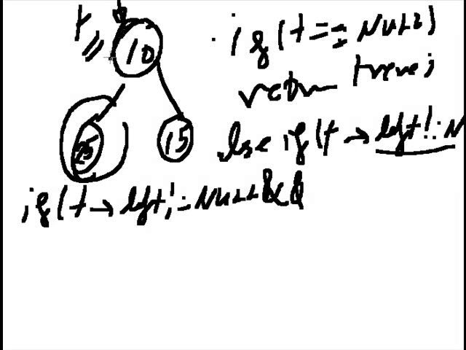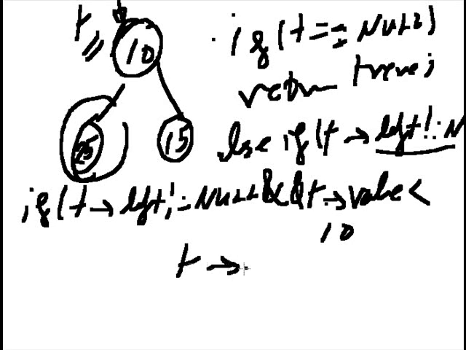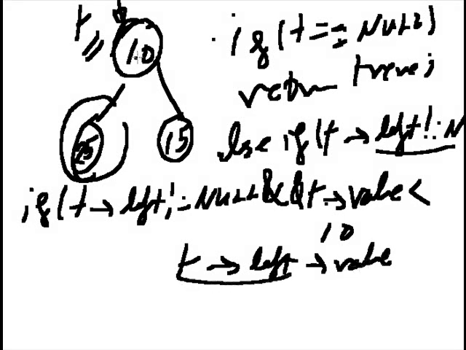So how can I get this value here? This value here is t slash value. This is 10 and this is 25. So t slash value is 10. If 10, the value here, is less than this value here, so t slash value is less than t slash left slash value. What does it mean, t slash left? Go to the left of t. So I'm here now. Slash value, it means go inside this one, which is 25.